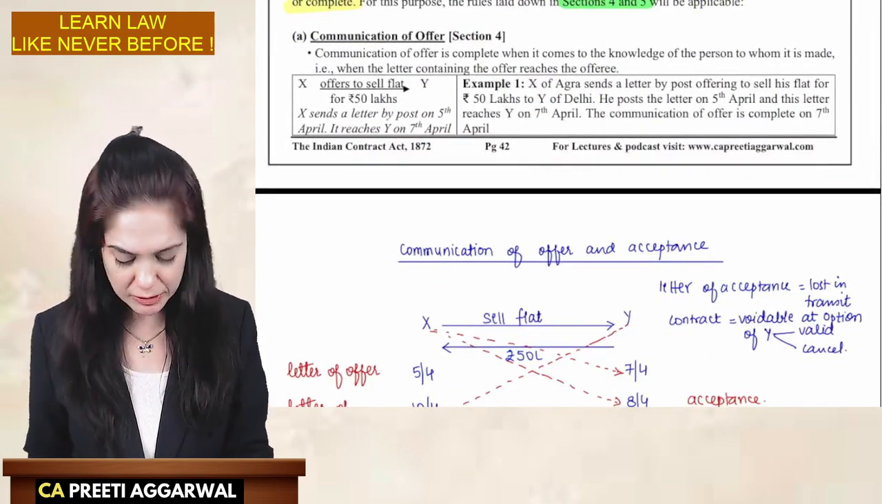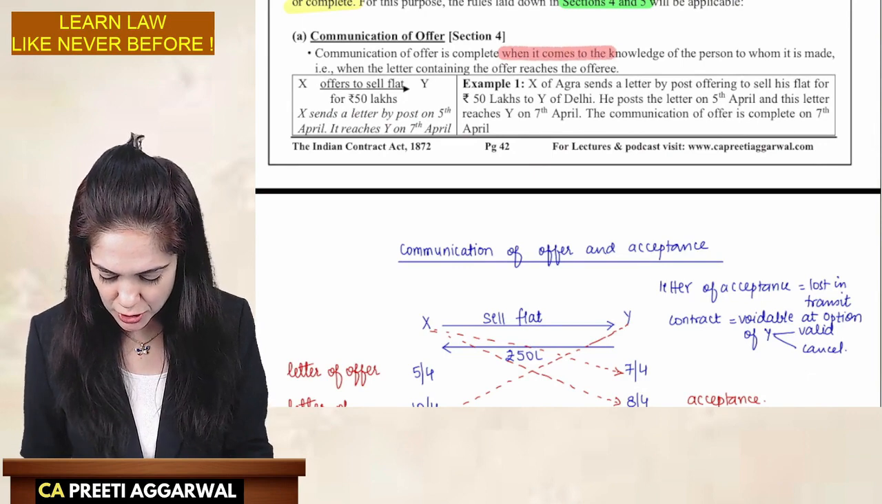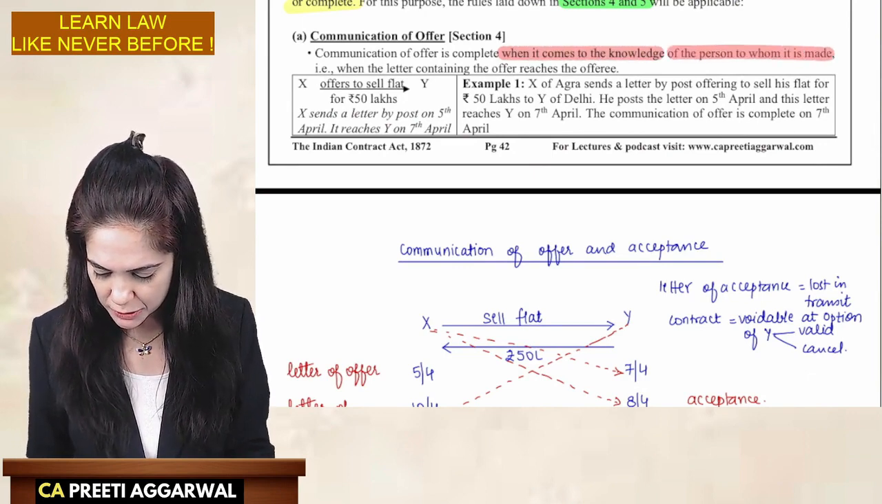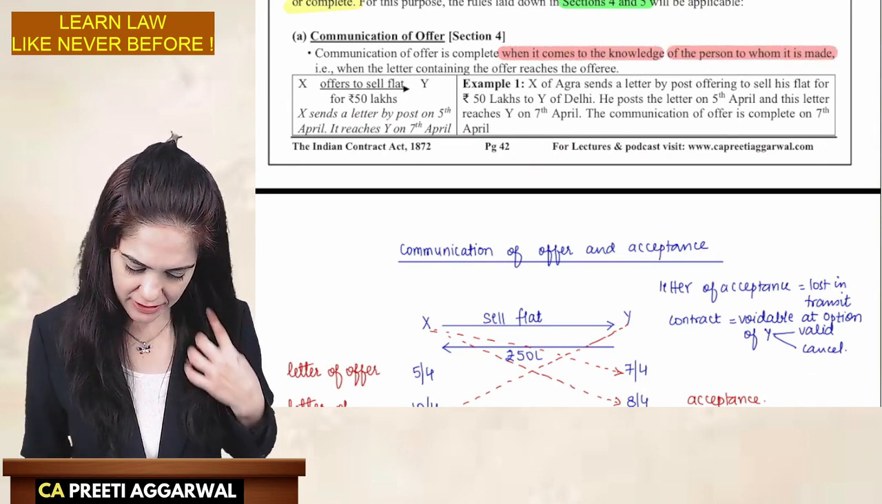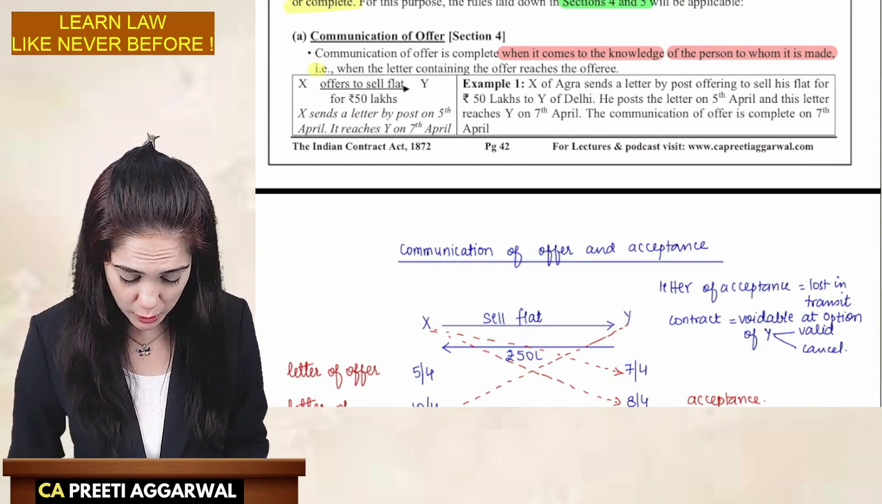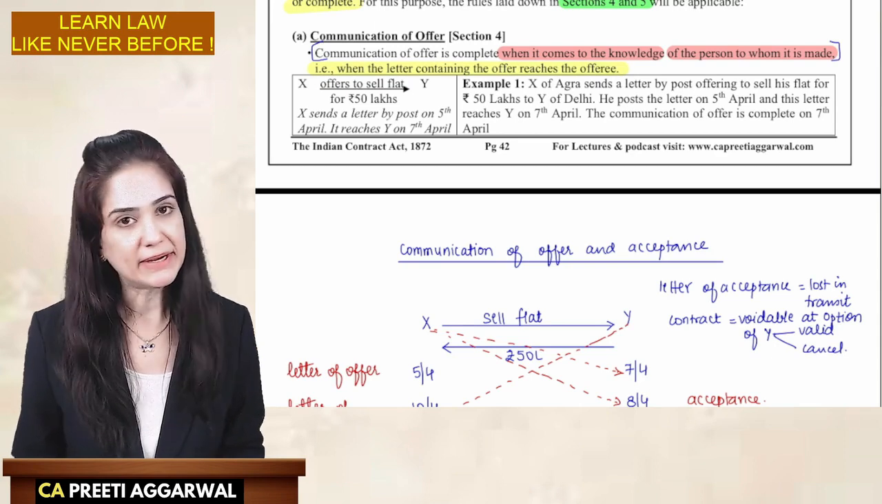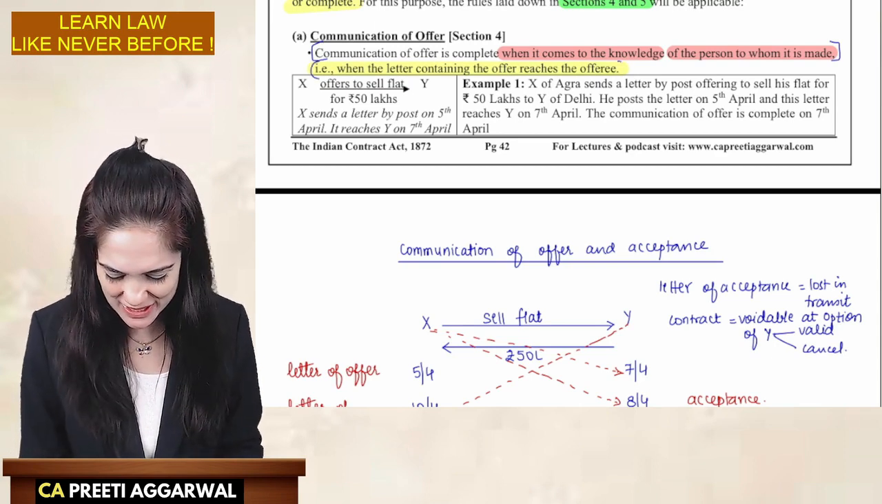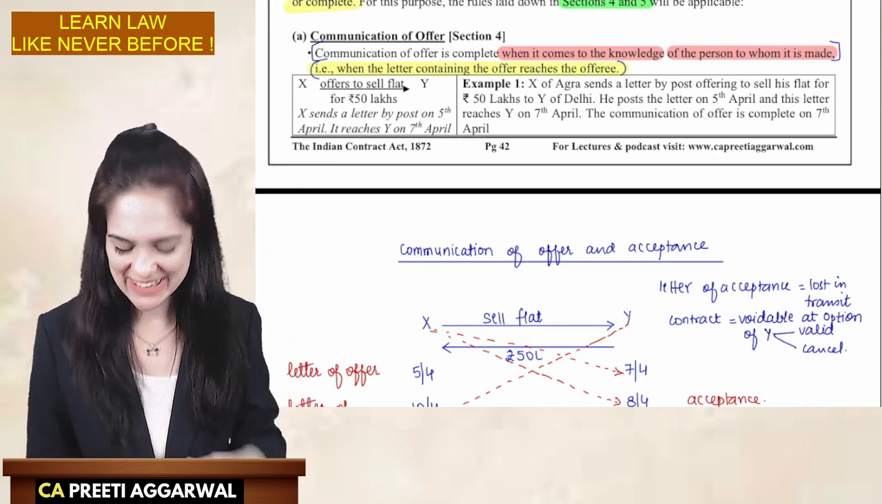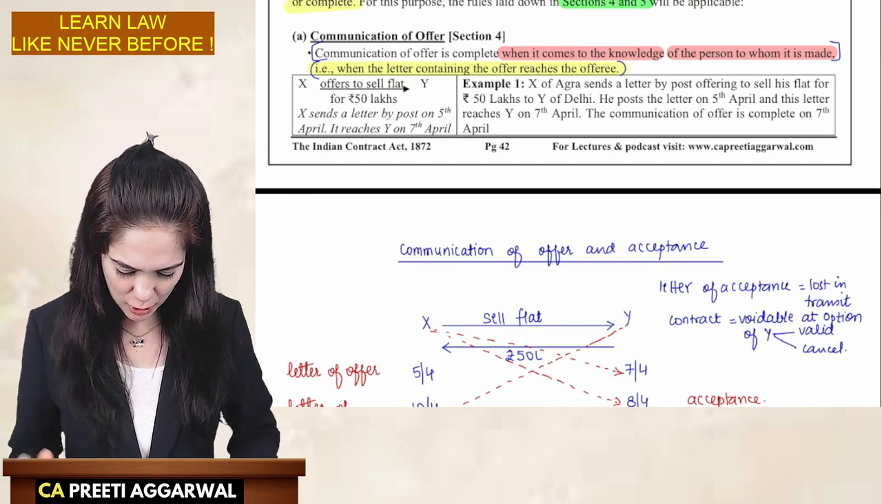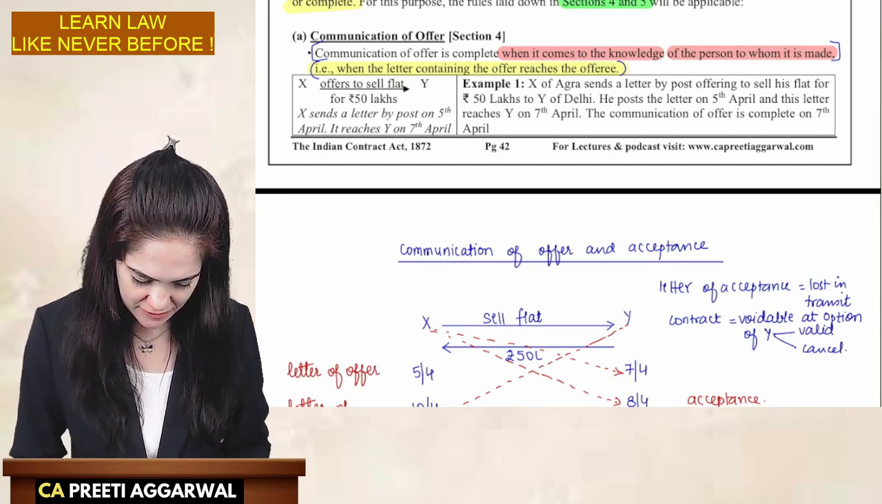Please highlight along with me when it comes to the knowledge of the person to whom it is made. That is when the letter reaches the offeree. So what I have done, I have written the technical sentence and I have also written something which will simplify it. So when the letter reaches the offeree, X offers to sell his flat.